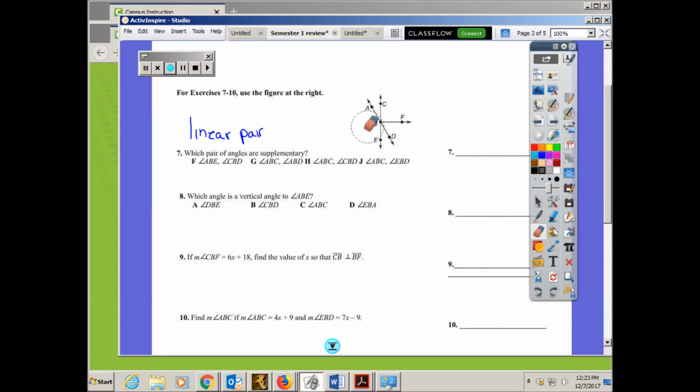That's why G is not the correct answer. The correct answer is H. ABC and CBD are adjacent angles. They share a side, and their non-shared side makes a straight line.